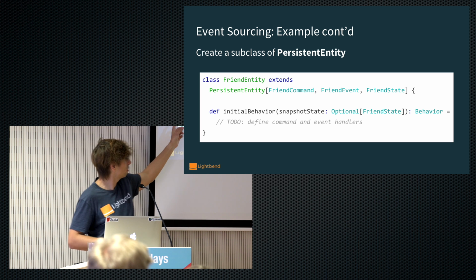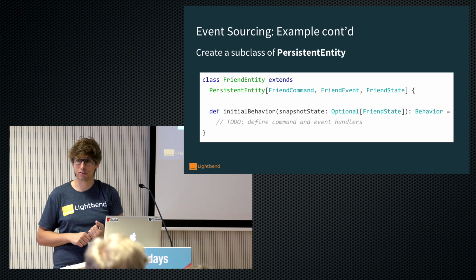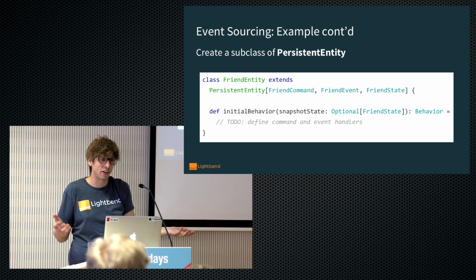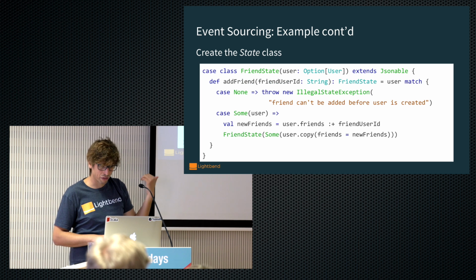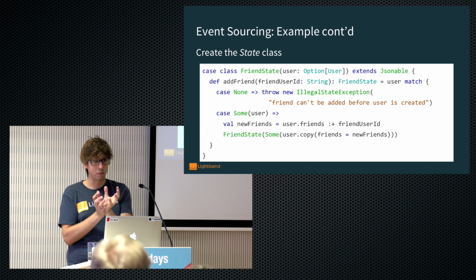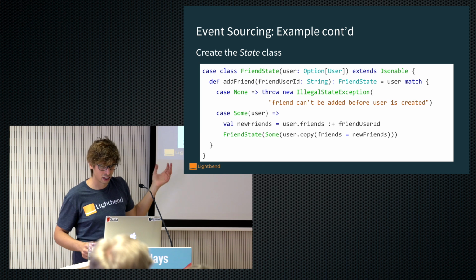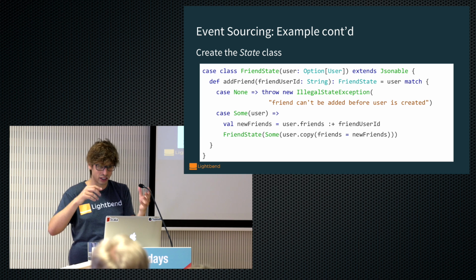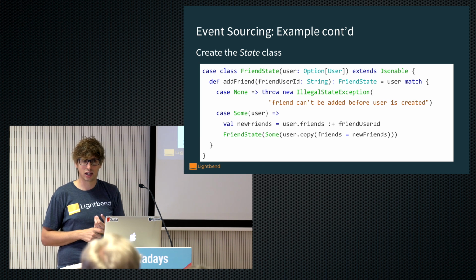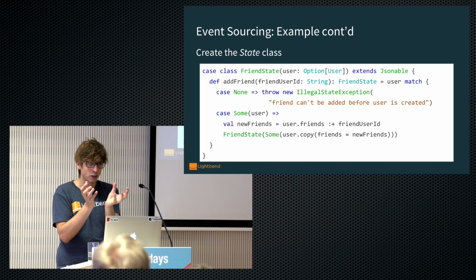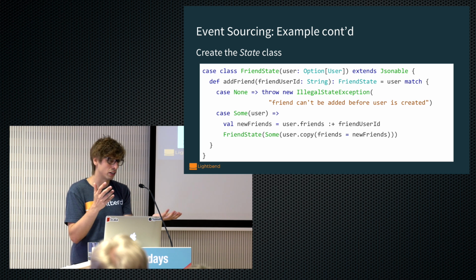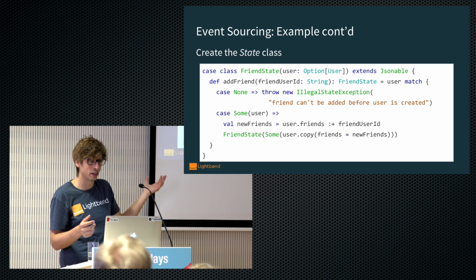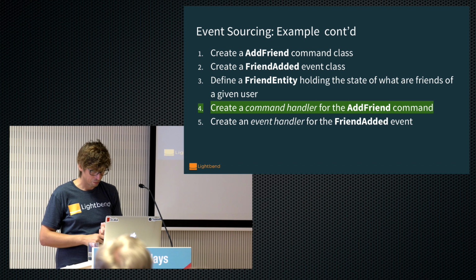And all we need to do is provide an implementation of the initial behavior method, which allows us basically to define the command and event handlers. So the FriendState is the state that will be held by our persistent entity. It's, again, simple. We have a user, and if we have a user, then it means that I can add friends to this state. The FriendState will keep track of the friends of a user, and this will be held by the FriendEntity that we have just defined.